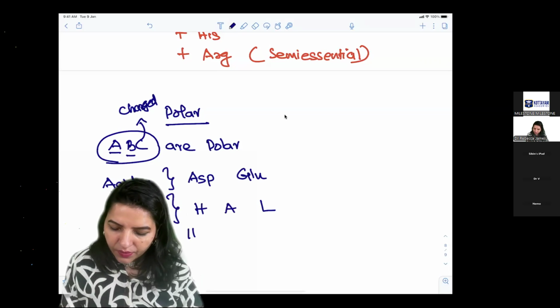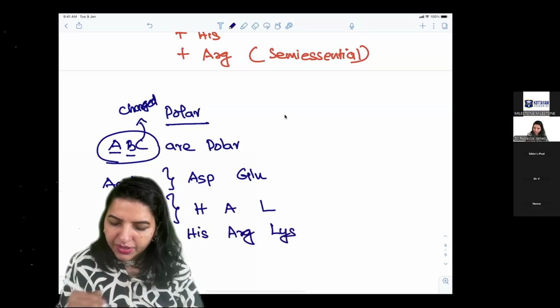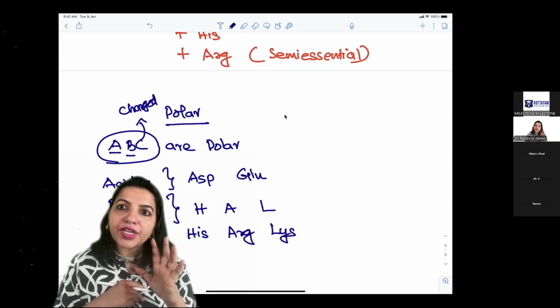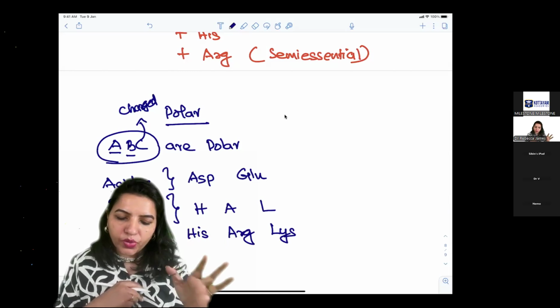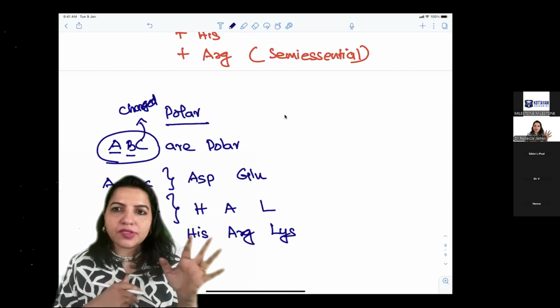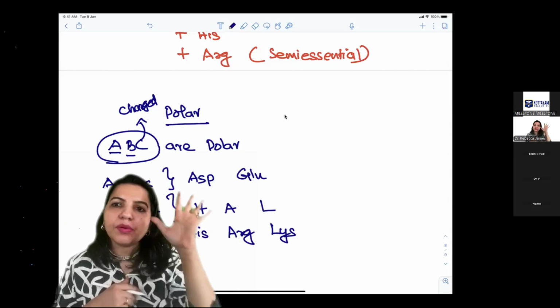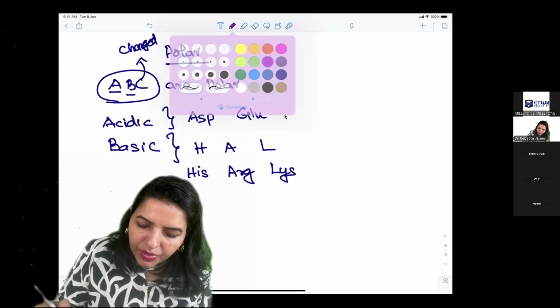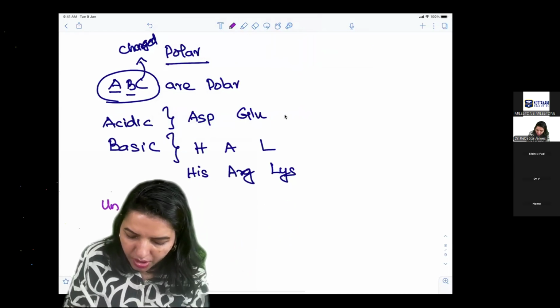HAL stands for histidine, arginine, lysine. So these are the 5 charged amino acids which are polar. A, B, C. Very easy. If you learn A, B, C, the 5 polar amino acids are clear. Then which are the other amino acids? There are uncharged amino acids.